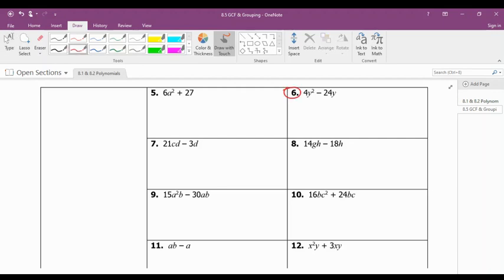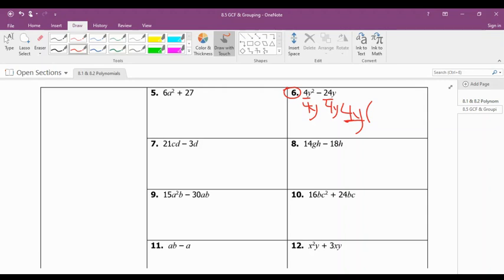Number 6, I see that 4 goes into 24. I think I remember that. So let's see, 4 will be my GCF. So I'm going to divide them both by 4. But they also have a letter in common. So I am going to write that letter, just like I did in my first example. They both have a y in common. So see how I'm doing that? Both of them have the 4 and the y in common. So now I'm going to divide by 4y.